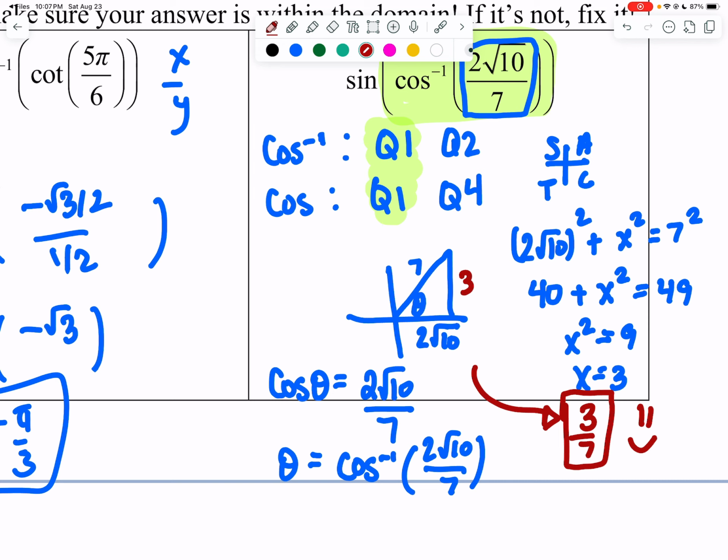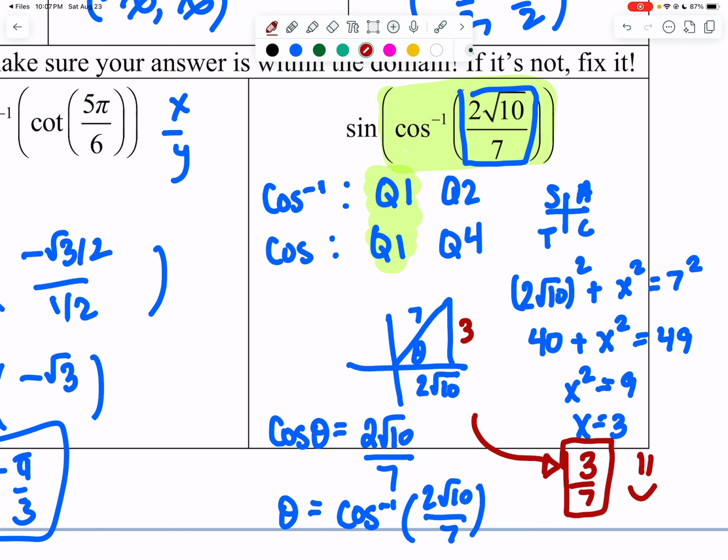All right, in the next video, we're going to dive more into these types of problems where we have to make our triangles. And what happens if we have to do it, let's say, algebraically.